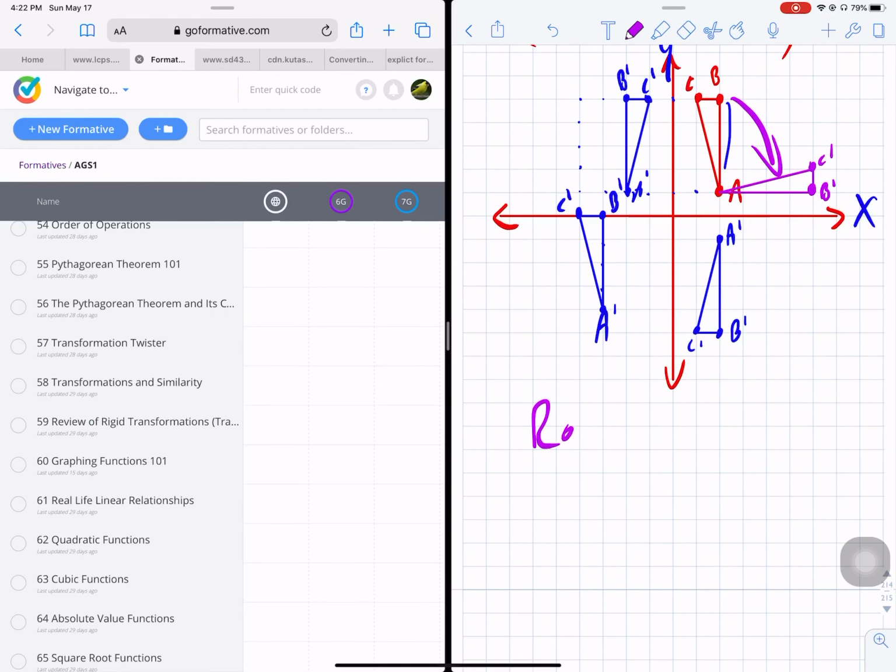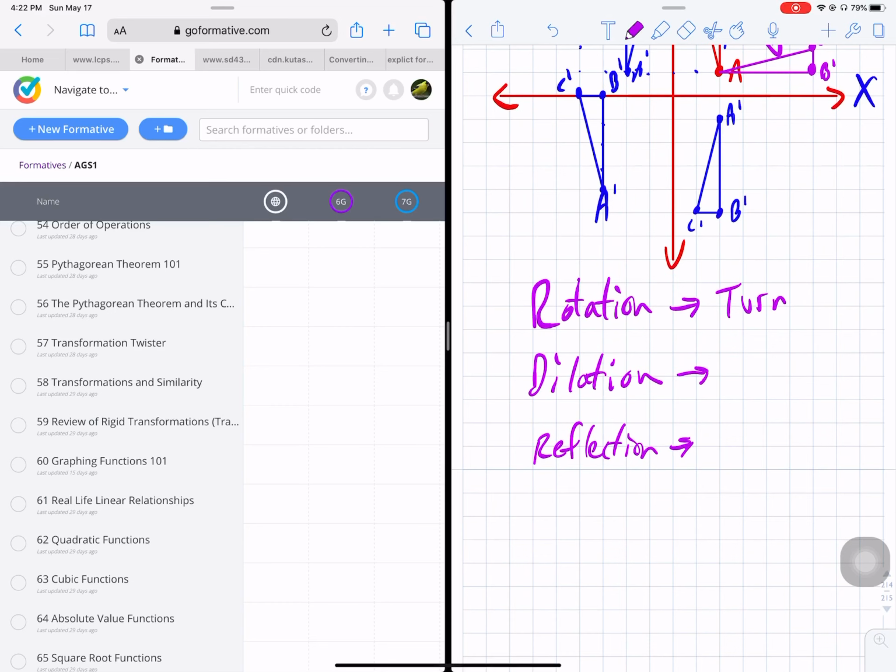So rotation, that's a term. There's dilation, where you enlarge. There's reflection, which is like a mirrored image.